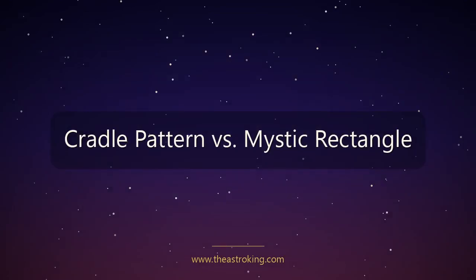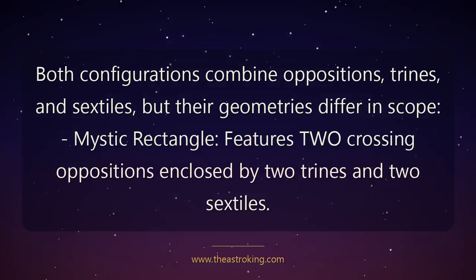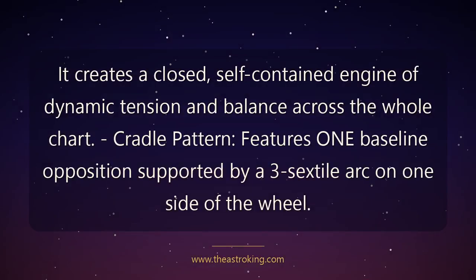Cradle pattern versus mystic rectangle. Both configurations combine oppositions, trines, and sextiles, but their geometries differ in scope. Mystic rectangle features two crossing oppositions enclosed by two trines and two sextiles. It creates a closed, self-contained engine of dynamic tension and balance across the whole chart.